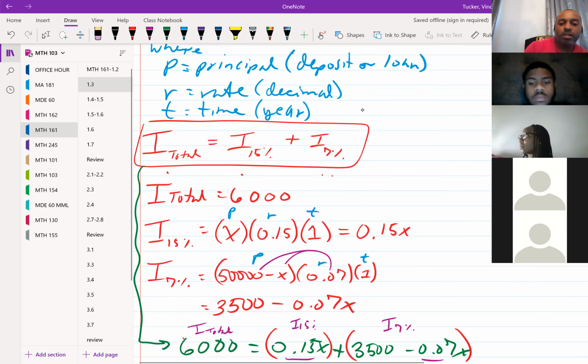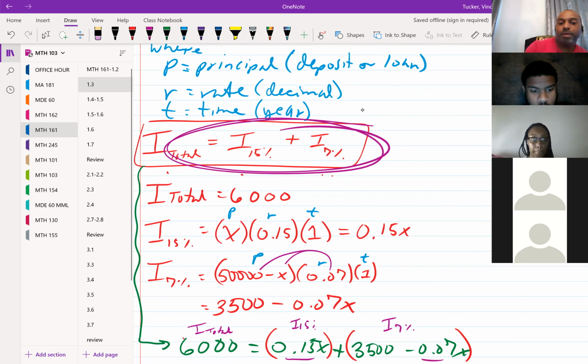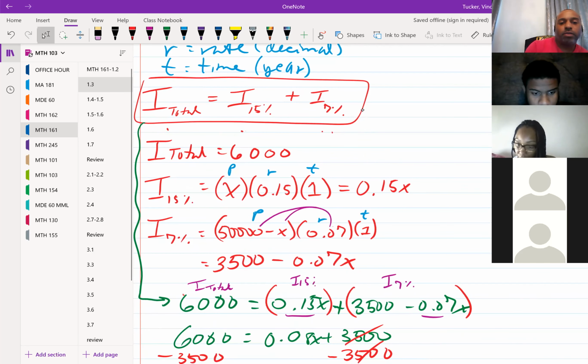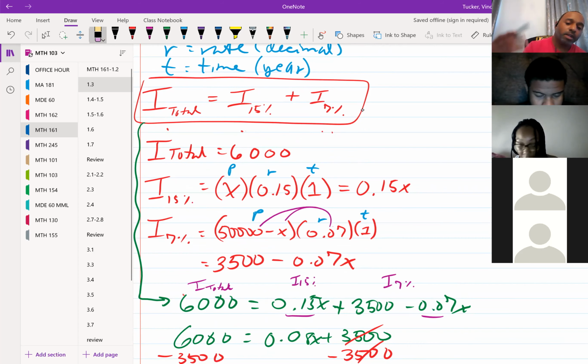All right. So let's go ahead and put it in this equation right here. Put those 3 pieces. And that's what I did in the green. I don't need those parentheses, but I just did that to make sure we understood where our pieces came from. So we have 6,000 equal to 0.15x plus that 3,500 minus 0.07x. Like I said, these parentheses aren't needed. I just did that to make sure we knew where each piece came from.